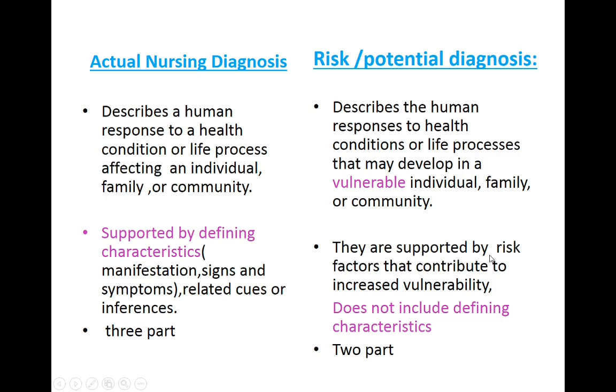Whereas risk diagnoses are supported by risk factors. The risk factor is what? They are not able to move out. Because of that, the child is likely to develop impaired skin integrity. So there will be only risk factors. It does not include defining characteristics. These signs and symptoms you will not have in the risk or potential diagnosis. That is why it will have only 2 parts. This part will not be there. Only the related factors, in the form of risk factors, will be there. The child who is vulnerable, and this will constitute only 2 parts.